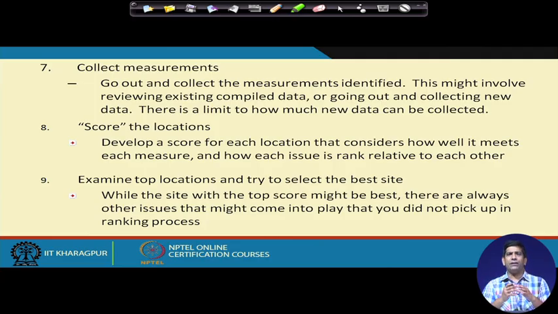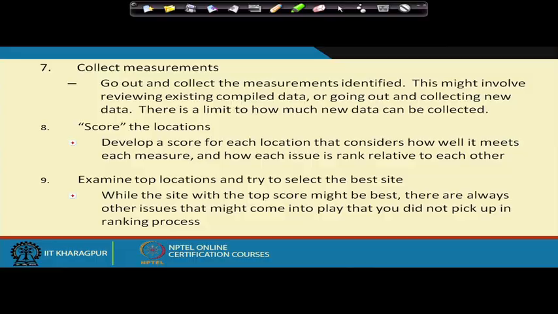So based on all the different parameters that we are trying to find values for, which are important for that location, we go and collect measurements. That actually becomes part of the DPR as well. When you do the site selection, you have to do a DPR for that site selection, which is also a part of the DPR.